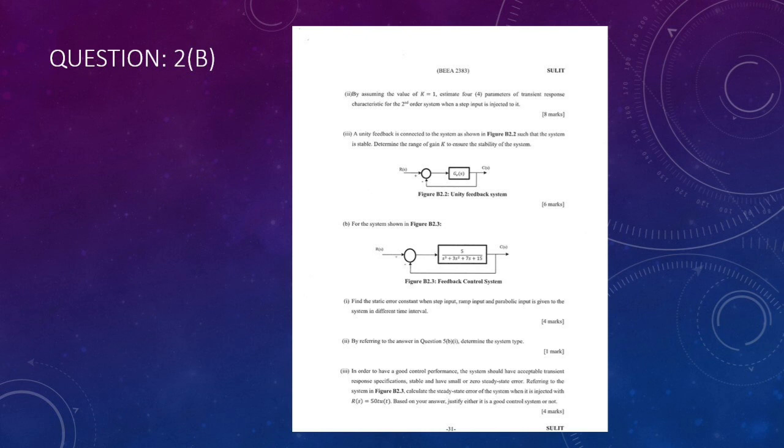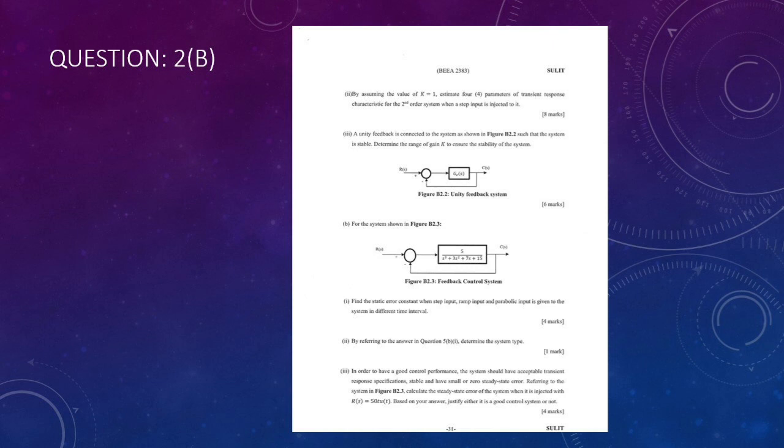This is continued by the Roman 2 question, where they have given the assumption of K and we have to estimate the 4 parameters of the transient response. This is followed by question Roman 3, where a unity feedback is connected to the system as shown in figure B2.2. In that case, we have to determine the range of gain K to ensure the stability of the system. So that was the part for question 2A.